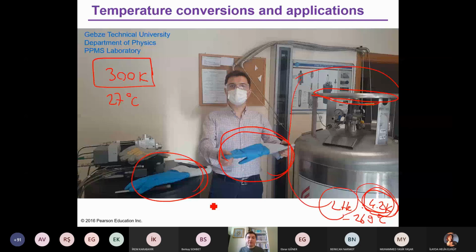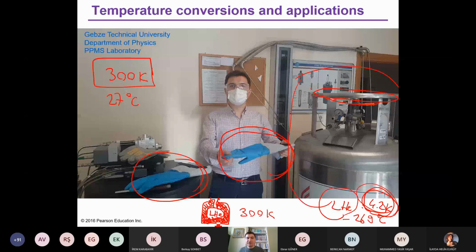Actually, within this type of dewars, there is an insulating layer. Here outside the temperature is 300 Kelvin, or 27 degrees Celsius, let's say, and here we have liquid helium and the temperature is 4.2 Kelvin. So this thermally insulating material can prevent very fast heating of this liquid helium.